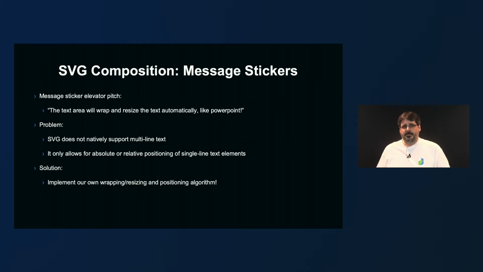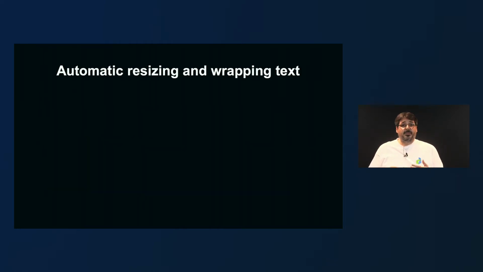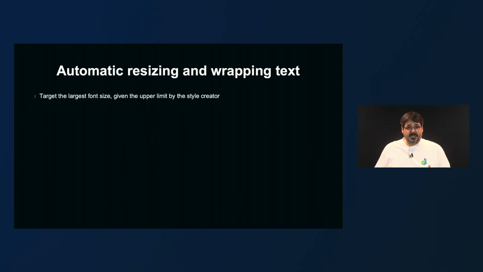Let's take a look at the approach. We did some rapid prototyping, and together with the business, we decided on a few simple rules that the algorithm would follow. We were to maximize the font size, keeping the upper limit given by the style creator, and we were to prefer wrapping over resizing the font. Additionally, we were to preserve any new line characters introduced by the user itself. So let's check how the algorithm works on a few examples.